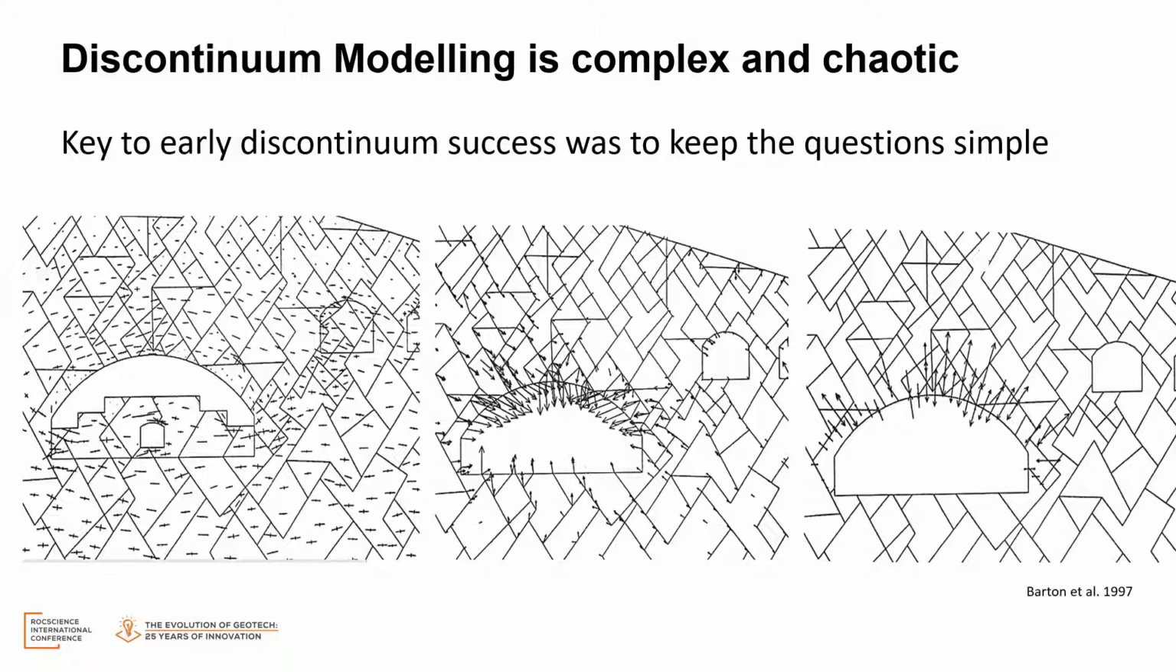Now, the key to these early discontinuum models and their analysis was to keep the questions as simple as possible, because these models were incredibly complex, incredibly chaotic. I remember using these in the early days and being astounded by how one small change would change the outcome of the model. So the key here is to ask very simple questions. And this particular analysis from Barton et al. 97 of a hockey cavern in Norway, with the largest cavern, I believe, still to be constructed for civil purposes.